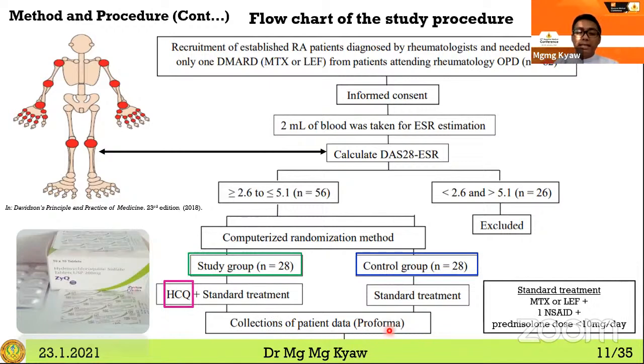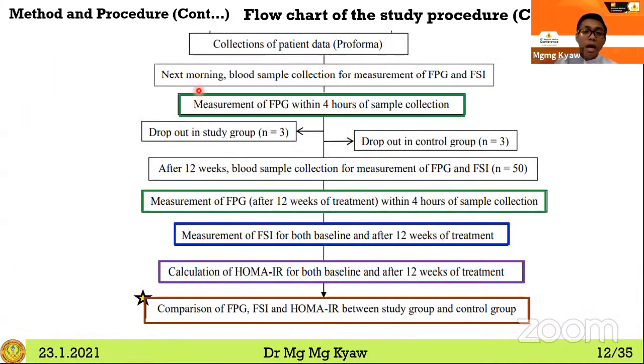Collection of patient data was done according to pro forma. Next morning, 4 ml of blood sample was collected for measurement of fasting plasma glucose and fasting serum insulin. Within 4 hours of sample collection, measurement of fasting plasma glucose was done by using a spectrophotometer. During the study period, 3 patients from the study group and 2 patients from the control group were withdrawn because of loss of follow-up. Moreover, 1 patient from the control group was also withdrawn because her disease activity became high. So, 25 patients in each group completed the study.